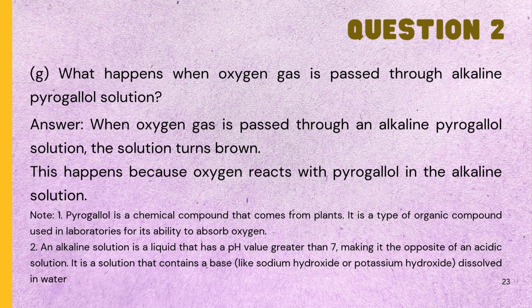G. What happens when oxygen gas is passed through alkaline pyrogallol solution? Answer: when oxygen gas is passed through an alkaline pyrogallol solution, the solution turns brown. This happens because oxygen reacts with pyrogallol in the alkaline solution.